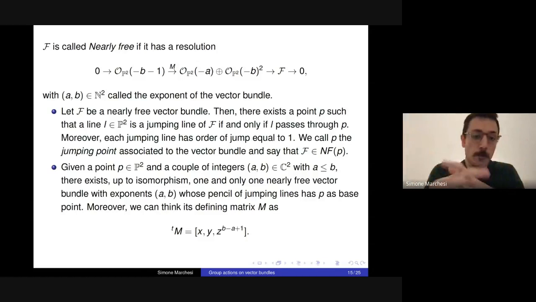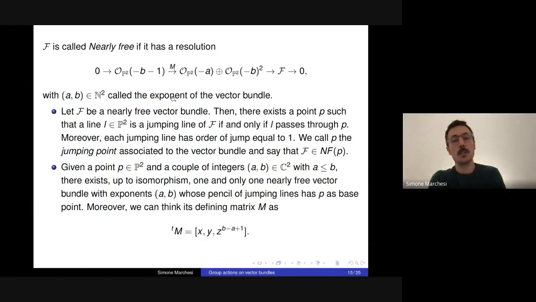Moreover, when we are given a point P and a couple of integers, A and B, which are called the exponents and are the ones that appear in the resolution, then up to isomorphism, and up to a change of coordinates, we can think that the point P is (0,0,1). And so there's basically only one nearly free vector bundle with those exponents. And it is given by the specific matrix x, y, and z to the power of b minus a plus 1. So these are the nearly free vector bundles, okay?